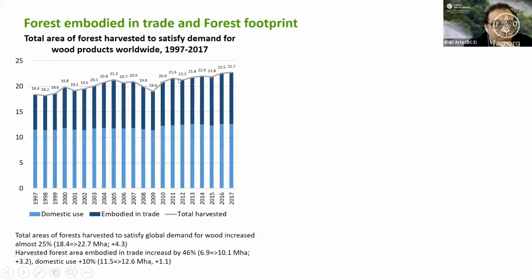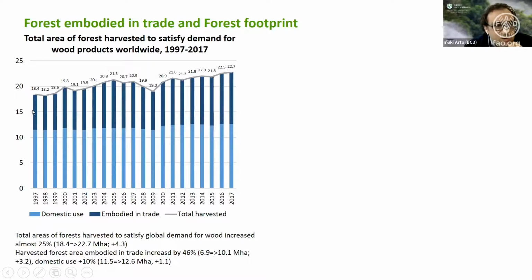So in the gray line, you can see the total area harvested worldwide, starting in 1997 with 18.4 million hectares of forest harvested to satisfy global demand of forest products. And this increased in the last 20 years by 25%, from 18.4 to 22.7 million hectares.